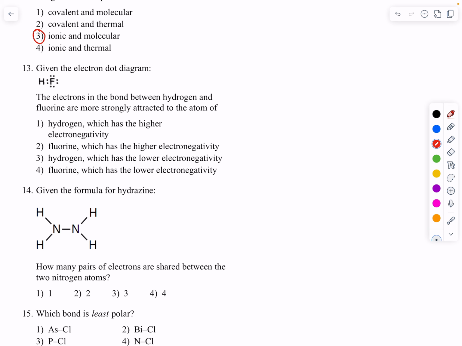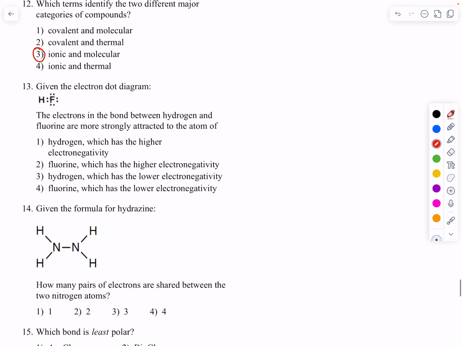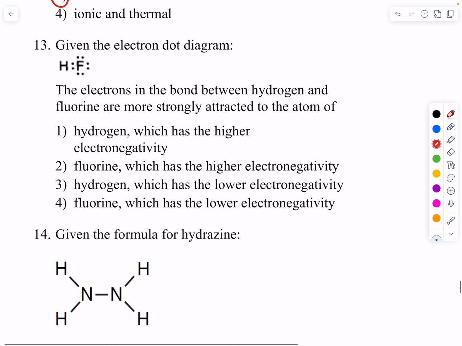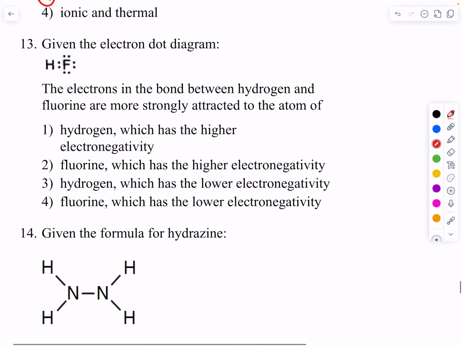Given the electron dot diagram, the electrons in the bond between the hydrogen and fluorine are more strongly attracted to the atom of, well, you can use your knowledge of electronegativities for this one, or you can also just look at the Lewis dot diagram. All the electrons are over by fluorine, right? Fluorine is hoarding those electrons. It's pulling all those electrons towards it. So fluorine, that has the higher electronegativity, is the correct answer there.